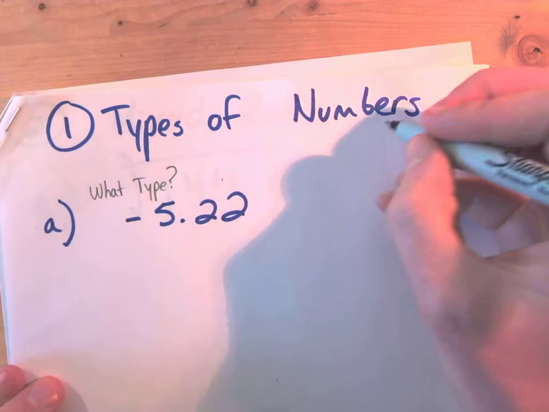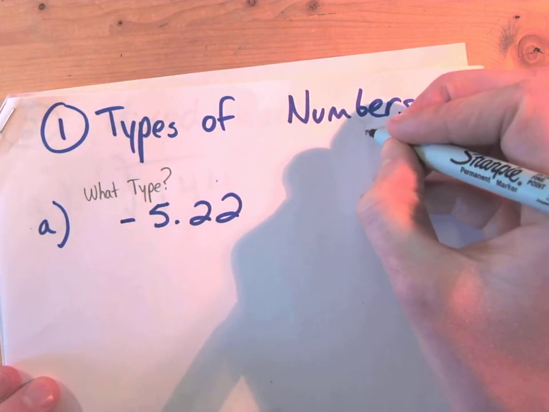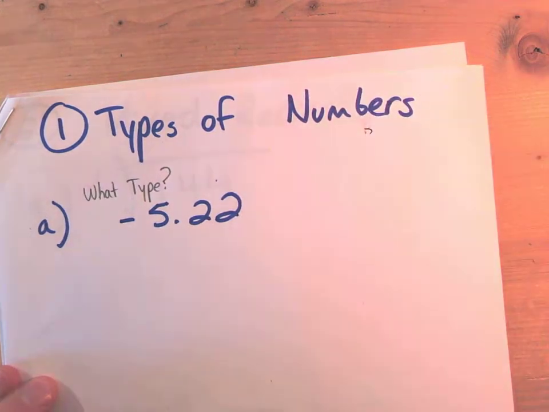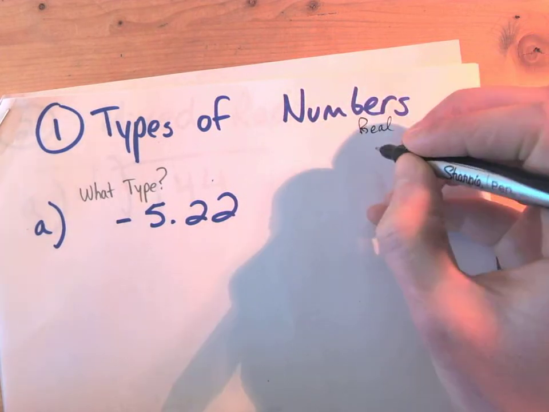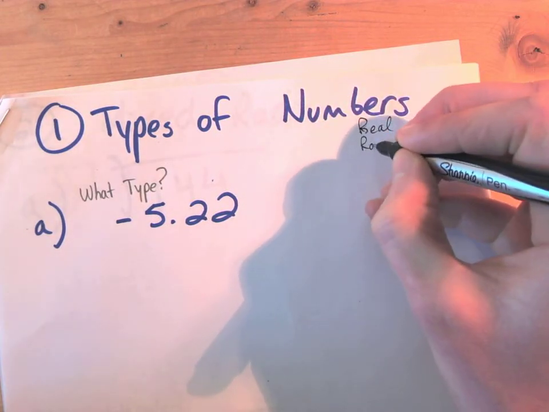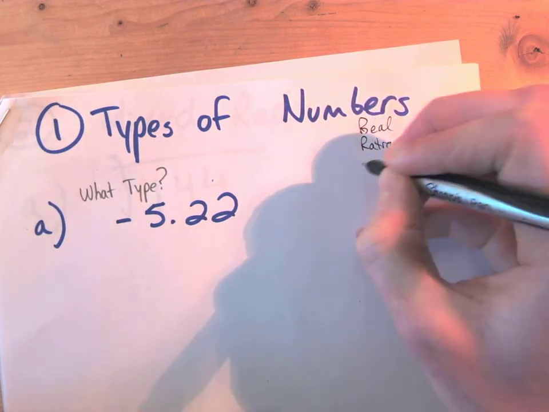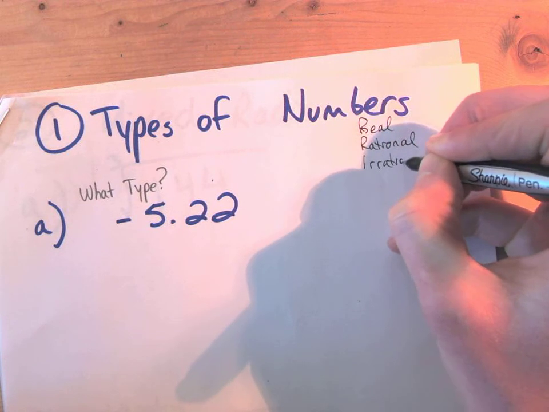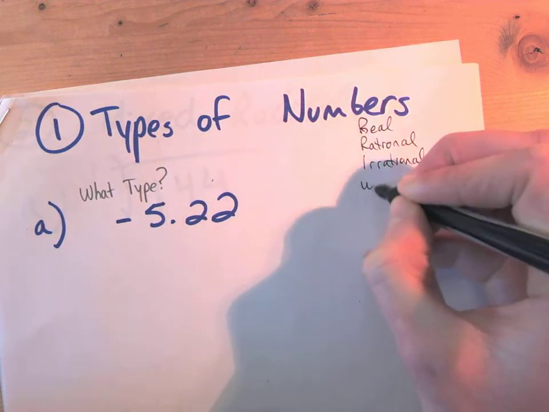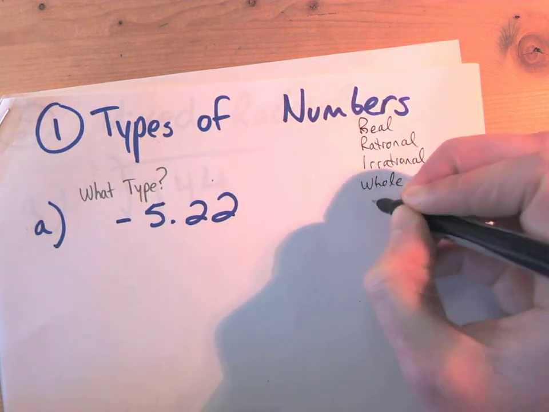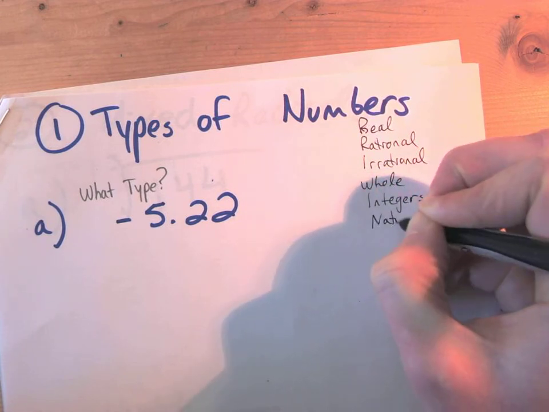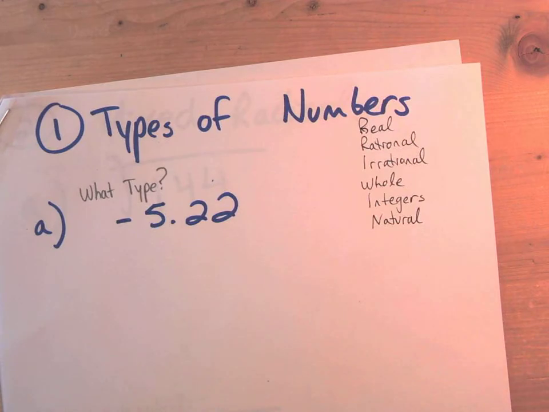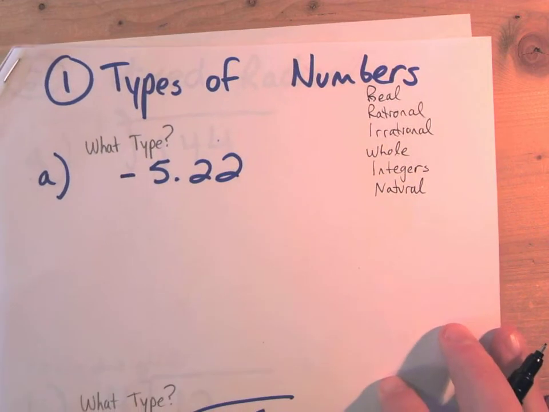So that was things like real numbers, rational, irrational, whole numbers, integers, and natural numbers. So we had all these types of numbers, if you remember.